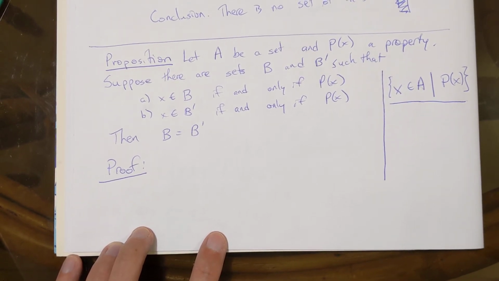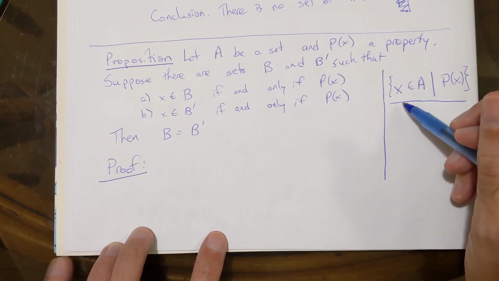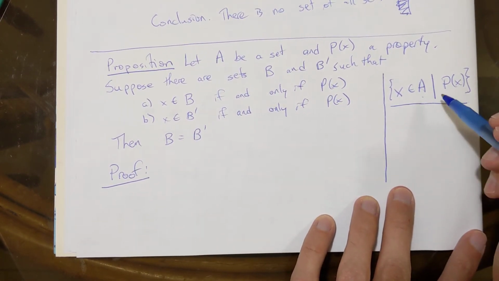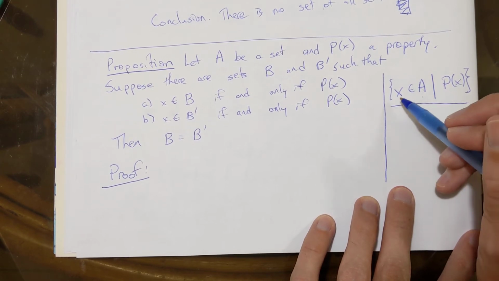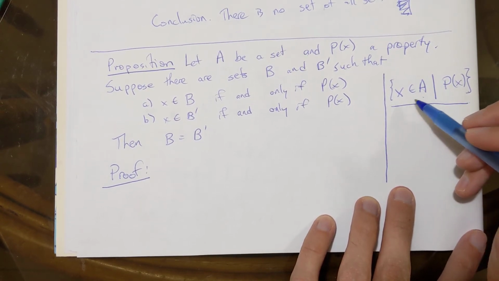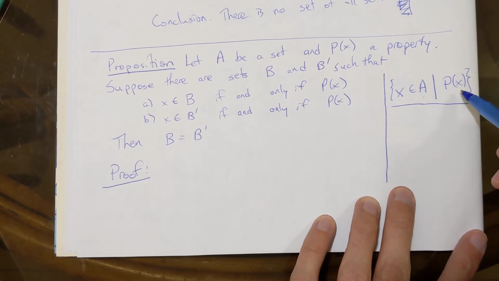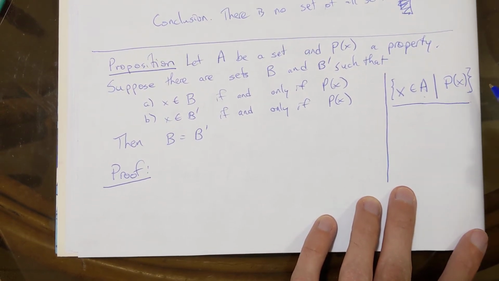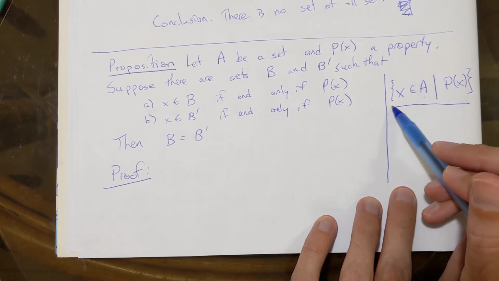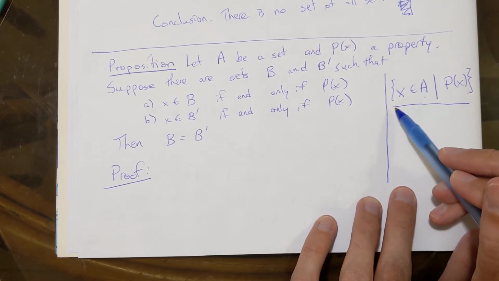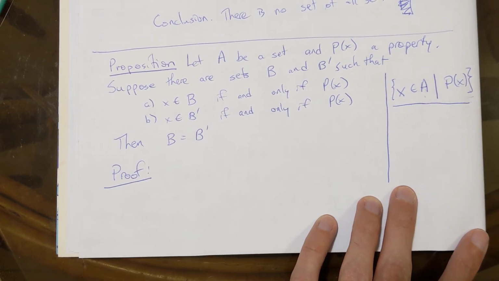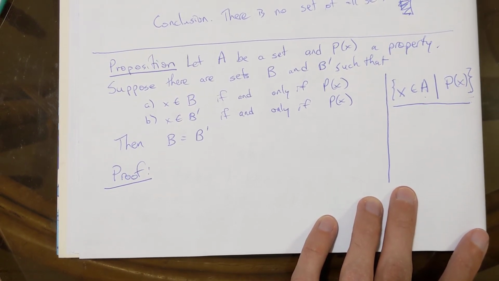So the axiom schema of comprehension tells us that if A is a set and P of X is a property, then there is a set B such that X is in B if and only if X is in A and P of X. That's what the axiom schema of comprehension says. And so that axiom tells us that this set exists, and then we just want to see that there's only one set like that.